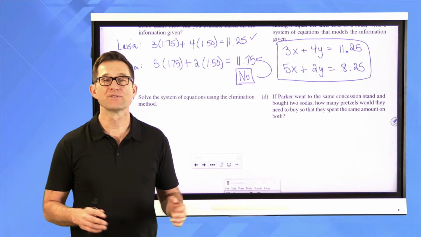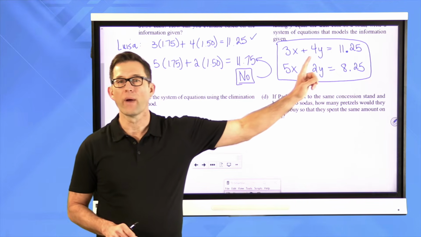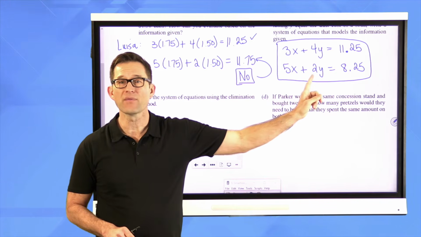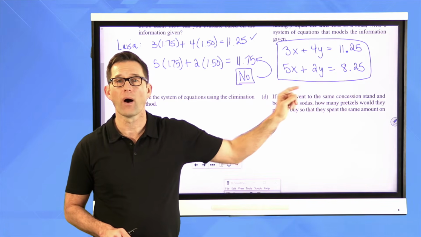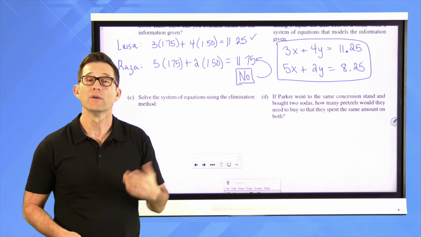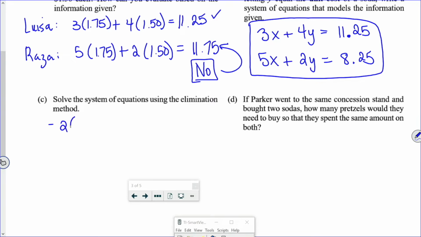All right, well, it's all about whether or not you want to do more work or less work. One thing I noticed right away is I've got a 4y here and a 2y here. I could easily make this 2y into a negative 4y by multiplying both sides of the second equation by negative 2. So that's in fact how I'm going to start this problem. So the first thing I'm going to do is multiply both sides of that second equation by negative 2.